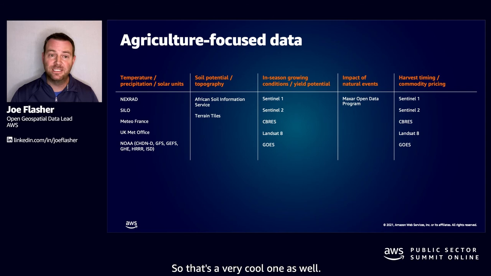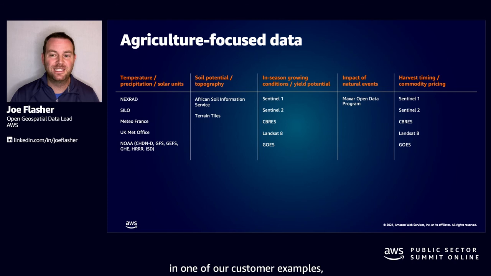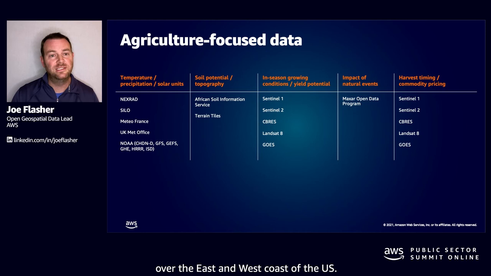If you're looking at sort of growing conditions, yield potential, these are a lot of satellite imagery data sets. So Sentinel-2, I already mentioned. Sentinel-1, which will come up in a bit in one of our customer examples, that is actually radar data, whereas Sentinel-2 is optical data mostly. There's things like the Chinese-Brazilian satellite data set, Landsat 8 from the U.S. Geological Survey, and then GOES, which is a geostationary satellite. So there's two of them positioned over the east and west coast of the U.S., whereas the other ones are sort of normally orbiting satellites.